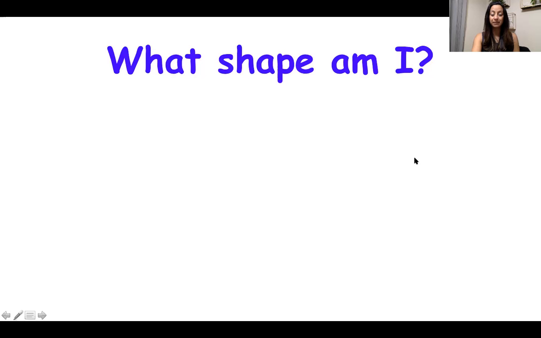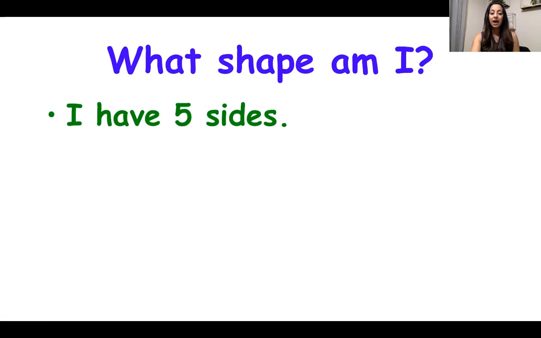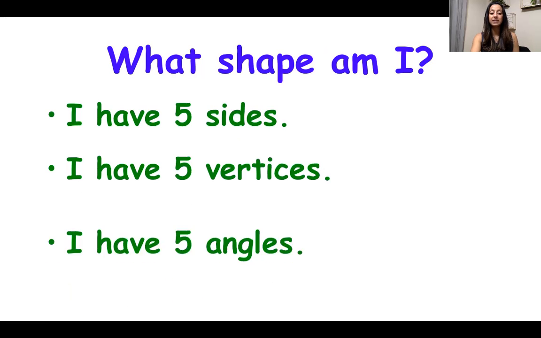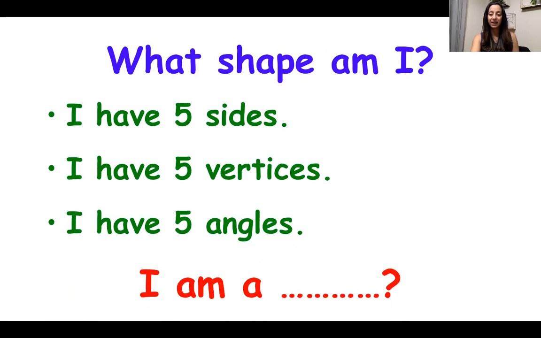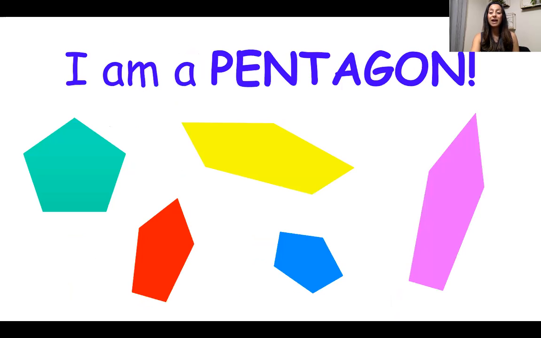Let's play some riddle games. What shape am I? I have 5 sides, I have 5 vertices, and I have 5 angles. I am a, go ahead and shout out the shape if you know it. Very good, I am a pentagon. All of these look like different shapes, but they're all pentagons because if you counted their sides, their vertices, and their angles, they would always have 5. 5 sides, 5 vertices, and 5 angles. That's why it's called a pentagon. But look at all the different ways that you can draw a pentagon. And remember that for later when you make your shape monster.